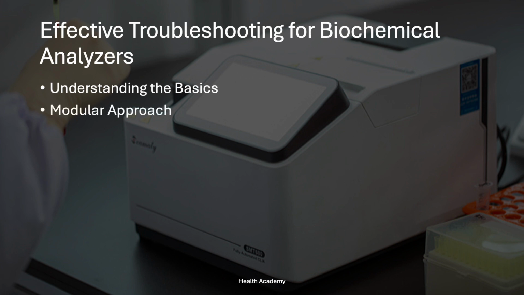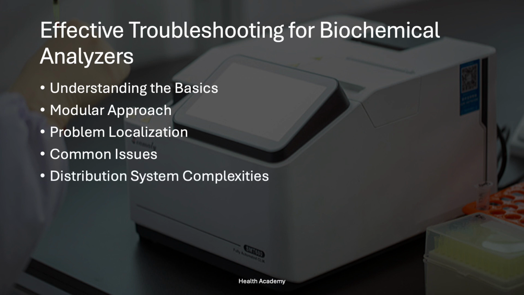Modular approach. Break down the analyzer into key systems: optical, liquid distribution, and temperature control for targeted troubleshooting. Problem localization. Identify which system the issue lies in to quickly pinpoint the problem area. Common issues. Look for typical problems in the optical and distribution systems or DC power supply, with bulb aging being a frequent optical issue. Distribution system complexities. Be aware of potential issues like air leakage or blockage within the analyzer's intricate pipeline network.